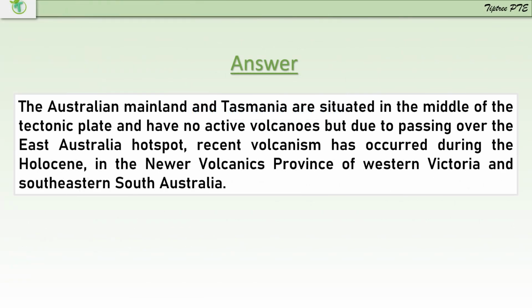The Australian mainland and Tasmania are situated in the middle of the tectonic plate and have no active volcanoes, but due to passing over the East Australia hotspot, recent volcanism has occurred during the Holocene, in the newer volcanics province of Western Victoria and southeastern South Australia.